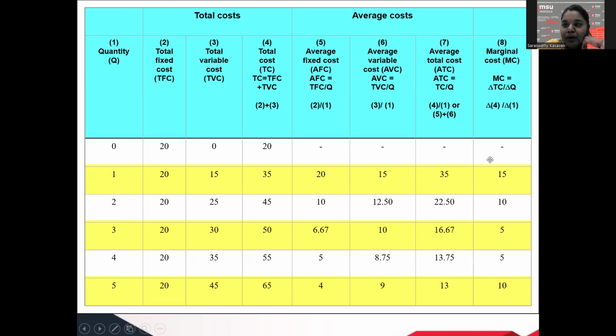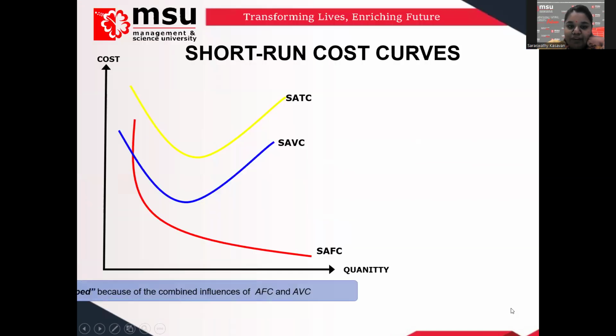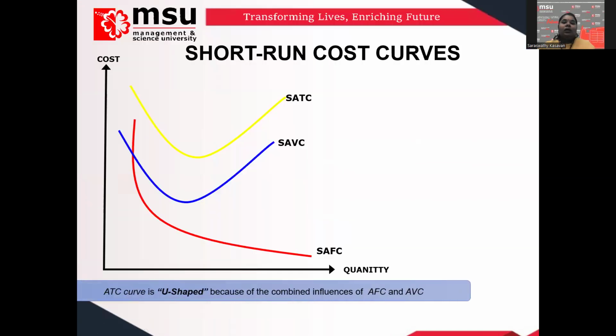Okay, for the MC, how to get the MC? MC is the change in TC divided by the change in Q. So how to get the 15? We need 35 minus 20, divided by 1 minus 0, we get 15. Okay, how to get the 10? 65 minus 55, divided by 5 minus 4, we get 10. Okay, we go to the next, short run cost curve.